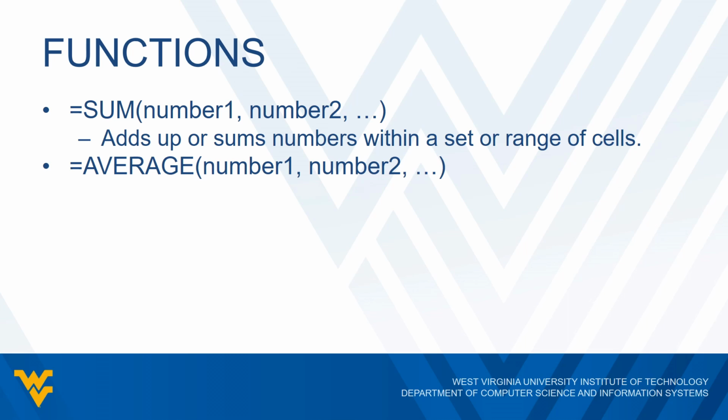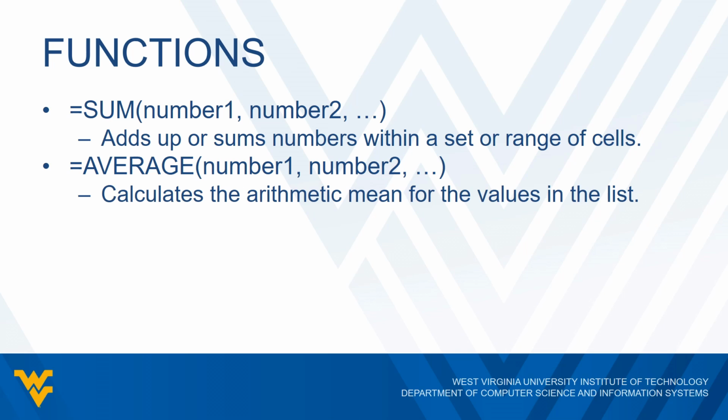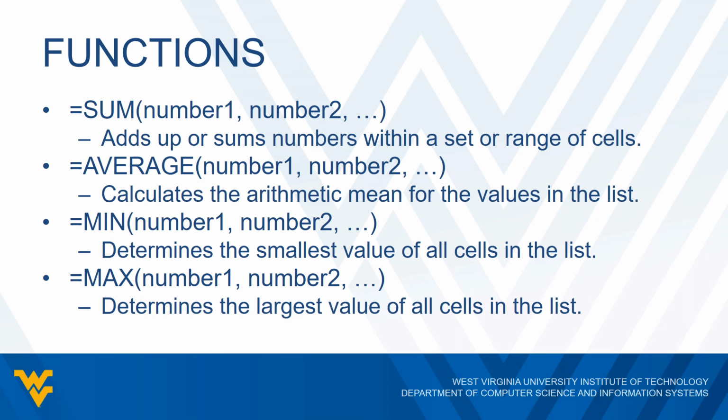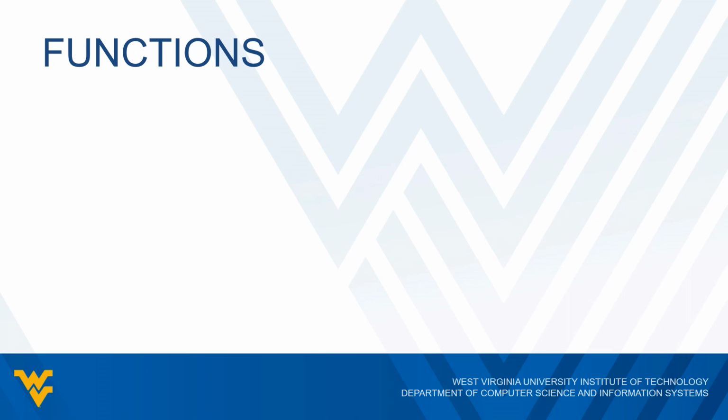We have the average function, which is simply going to calculate the arithmetic mean for all the values in the list, or compute the average of all the values. We have the min function, so it just equals min, and this will give us the smallest value of all the cells in the list. And then finally we have the max function, which will help us get the largest value of all the cells inside the parentheses. We have a few more functions to take a look at.